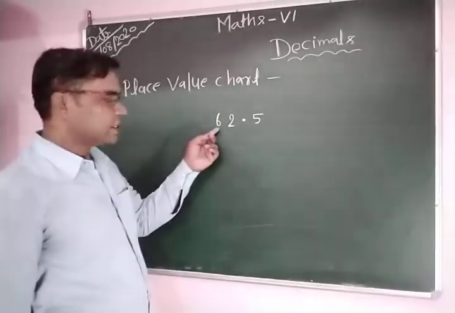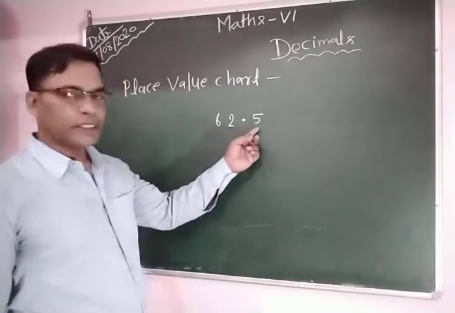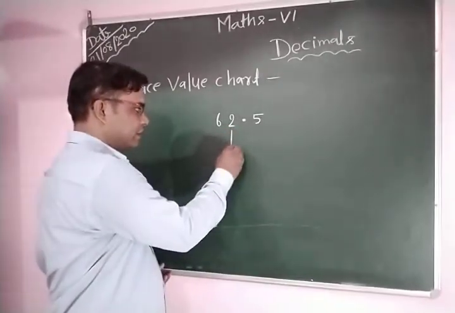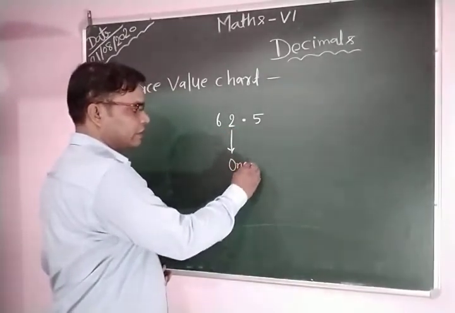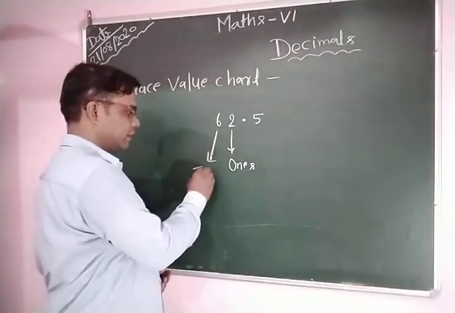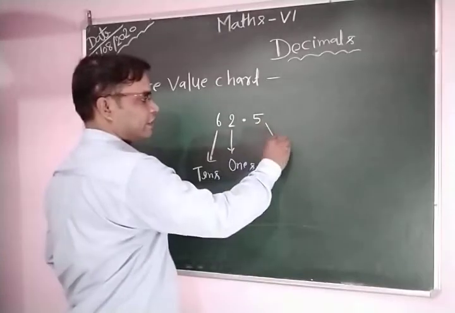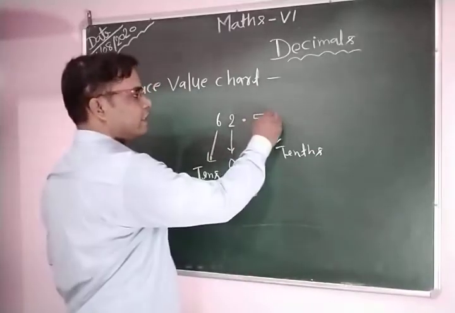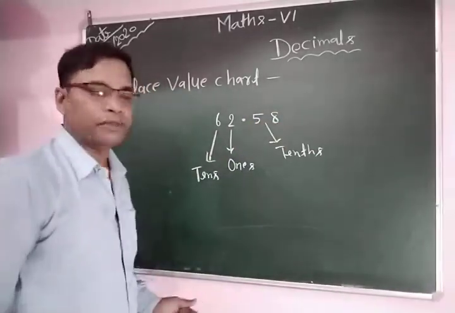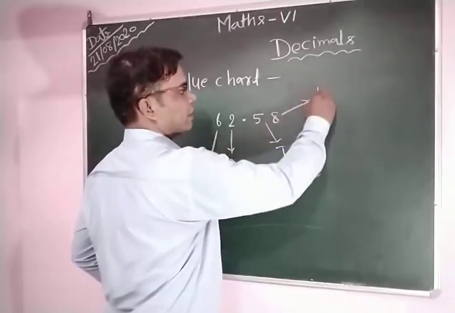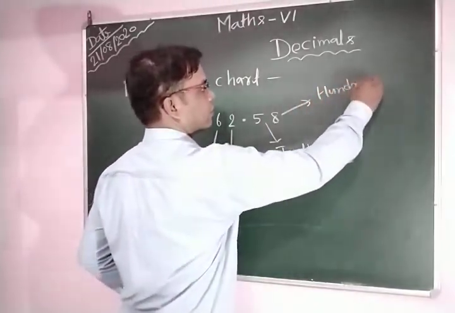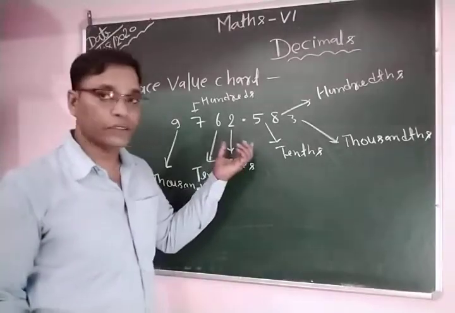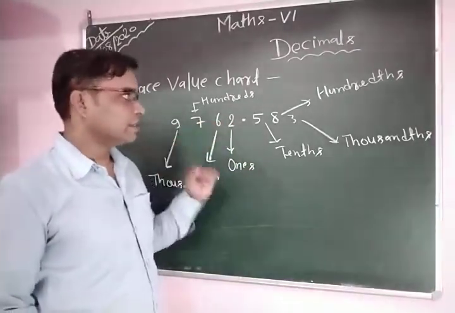662, so this is the tens place, this is the ones place, this is the tenths place. Okay, and this is the ones place, ones, this is the tens. Okay, this is the tenths place. If you write any other number, 8, this is the hundredths place. So here you can see the numbers and their places.